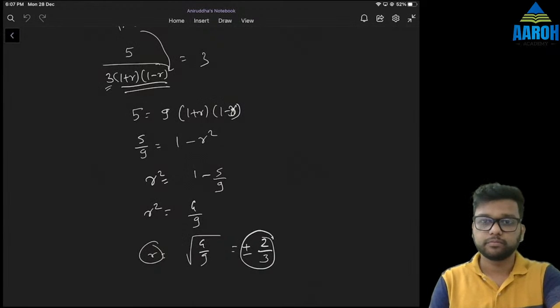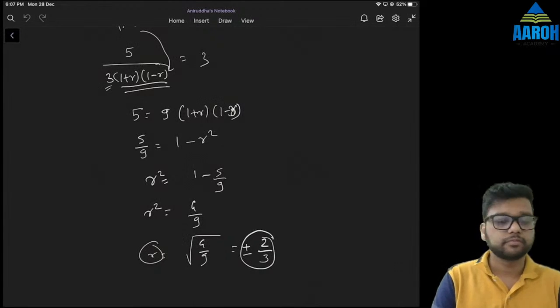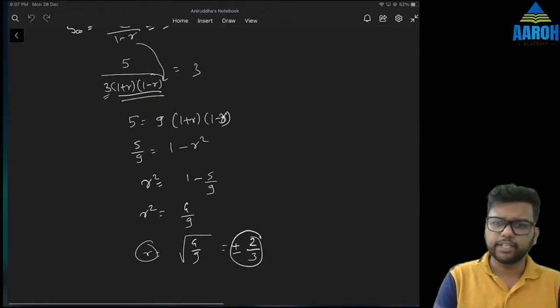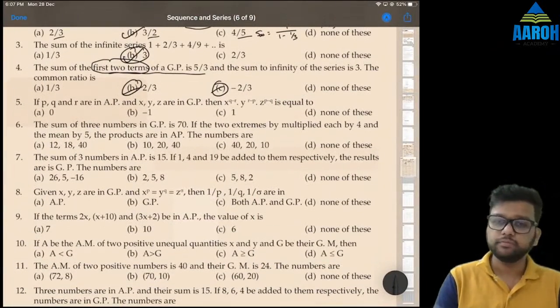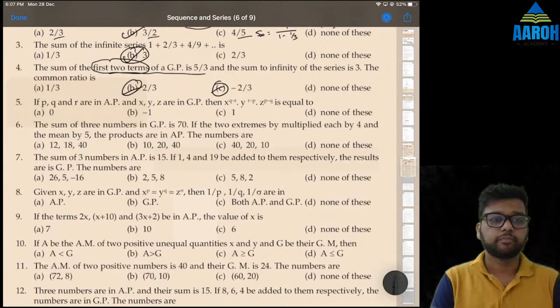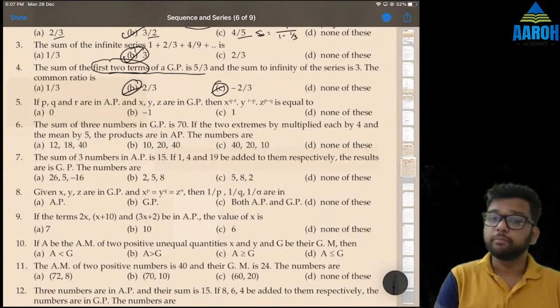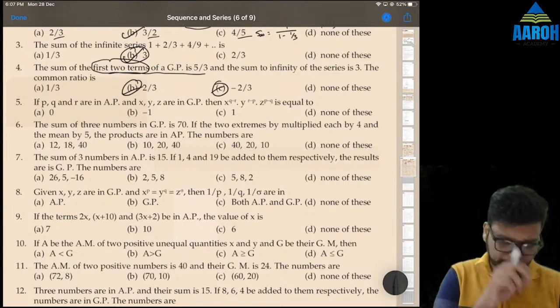Got it? B, C, correct, good. Fine. Fifth, B and C correct, by correct, Akanksha.